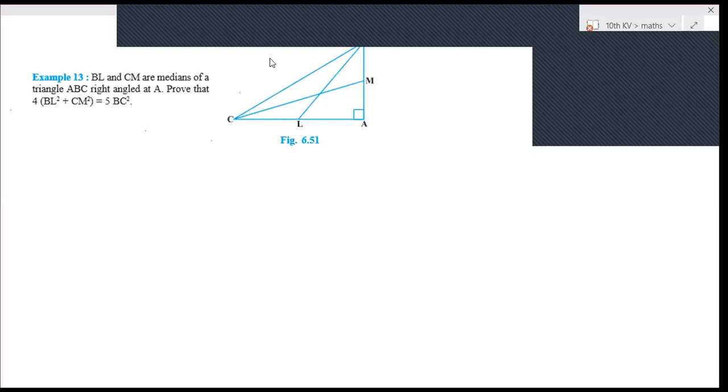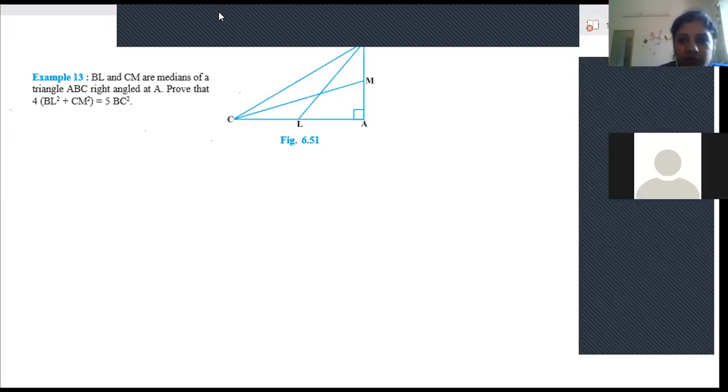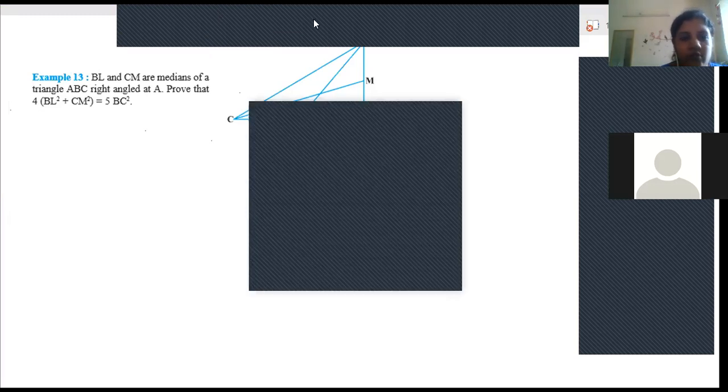Things we have to prove it. So the next question, solved questions of NCERT first we have to go through, then NCERT, then R.D. Sharma will go. So the next part: BL and CM are medians of triangle ABC, right angled at A. Prove that 4 into BL square plus CM square is equal to 5 BC square.